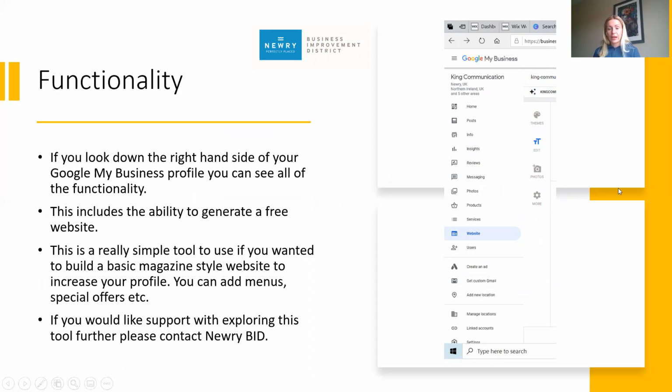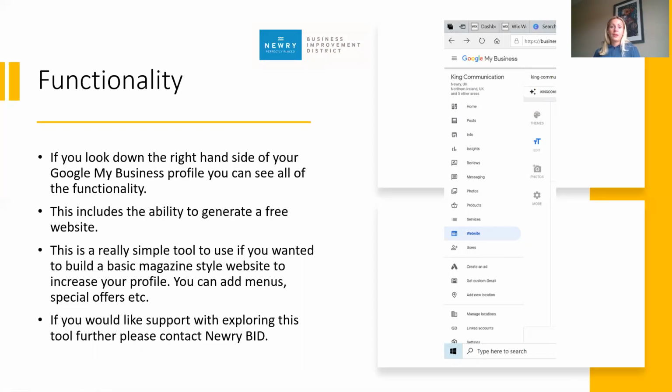So functionality: if you look down the right-hand side of your Google My Business profile, you can see all of the functionality. When you open your profile up, you'll see home, posts, info, insights, reviews, messages, photos, products, services, website, and users. This includes, quite interestingly, the ability to generate a free website. It's a really simple tool to use if you wanted to build a very basic magazine style website to increase your profile.